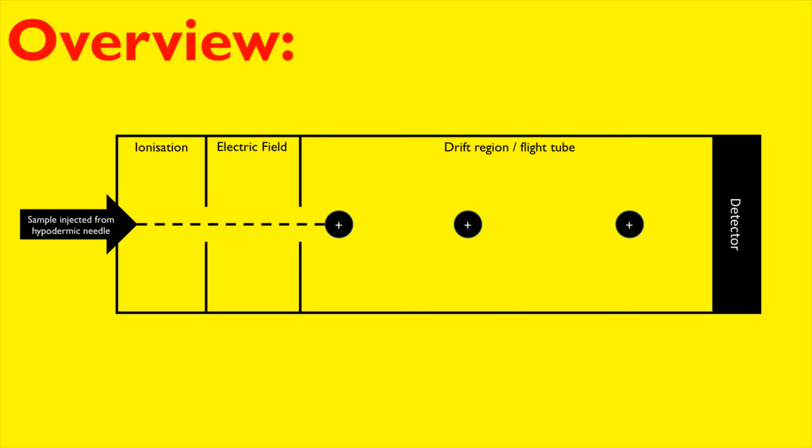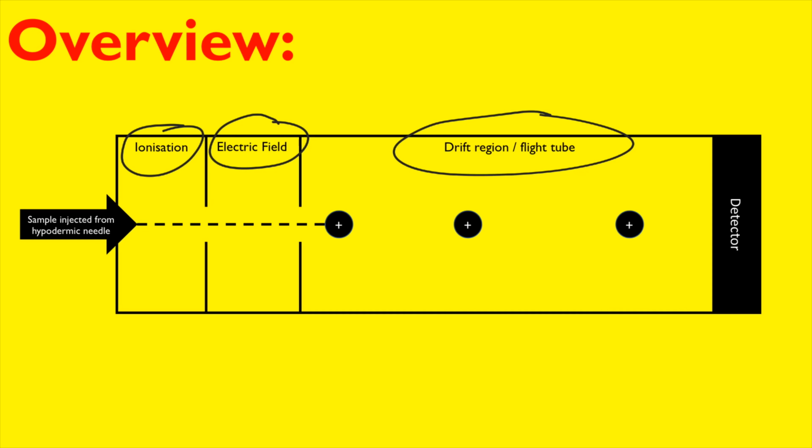So overview. There are four main stages in a mass spectrometer. The first main stage is ionization, the second main stage is the electric field, the third main stage is the drift region or the flight tube, and the fourth main stage is the detector. So we're going to look at each of these in turn and explain what's going on.